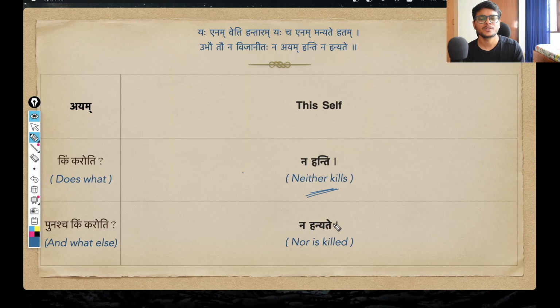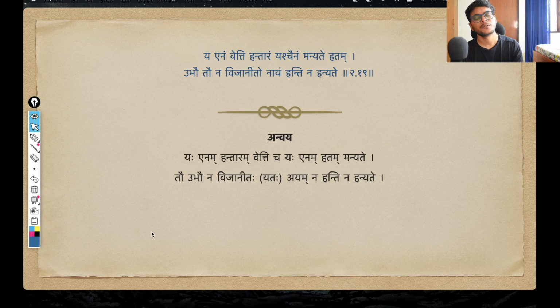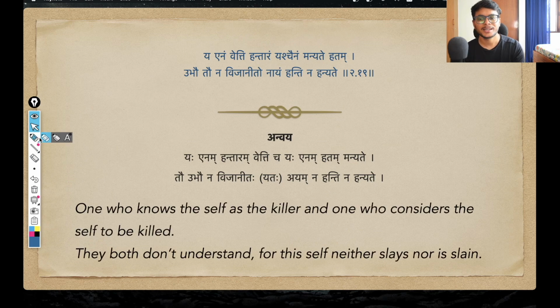So we have spoken about these things and I hope you remember them. Okay, the difference between the kartari prayoga form and the karmani prayoga form, both in the form and in what they convey in their meaning and contextual use. Anyways, with this we have completed the translation of the shloka. Let us see the anvay now, so we get the full picture of the shloka.